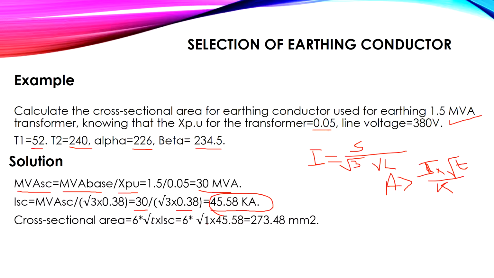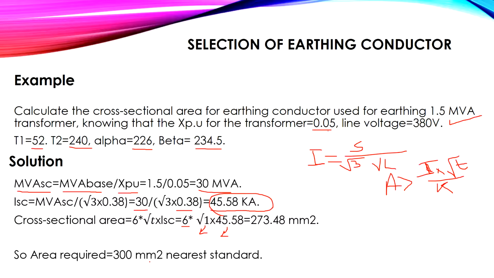We assumed here 1 second, and I short circuit is 45.58 kiloampere. And we have here a factor 6. What does 6 mean? It is 1 over K, after calculating the K, 1 over K gives us 6 as a value. So this will give us 273.48 millimeter square as an area. By going to the catalog and searching for an area greater than this value, we will find 300 millimeter square as the nearest standard. So this is how to select our earthing conductor from the point of view of the cross-sectional area.